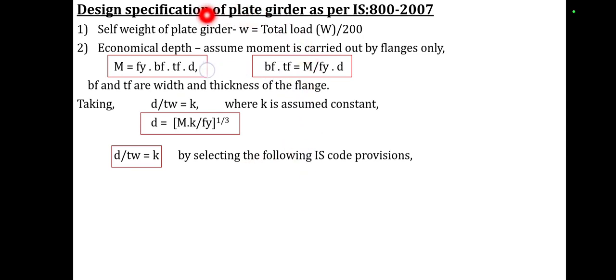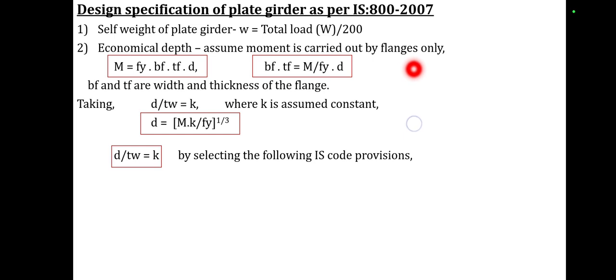After studying the introduction regarding the plate girder, we will be moving towards the design specification of the plate girder. As per IS 800:2007, the self weight of the plate girder W is equal to total load divided by 200. As we are unaware of the self weight of the plate girder, we have to take it as total load divided by 200. Then the economical depth: assume moment is carried by the flanges only.